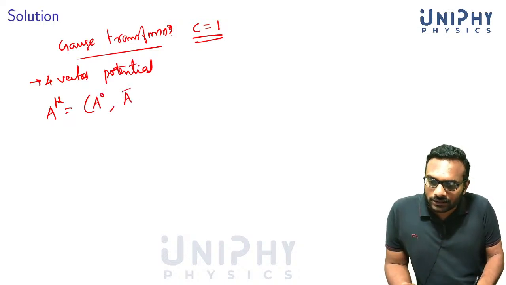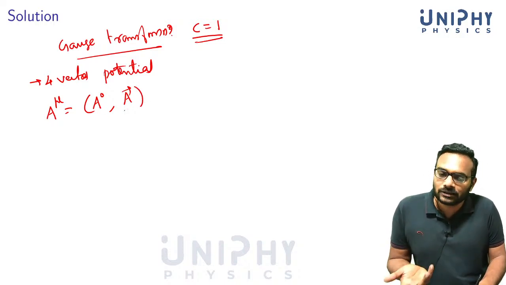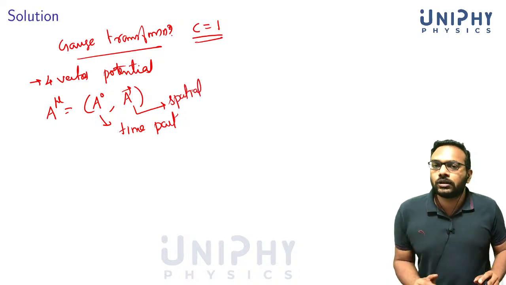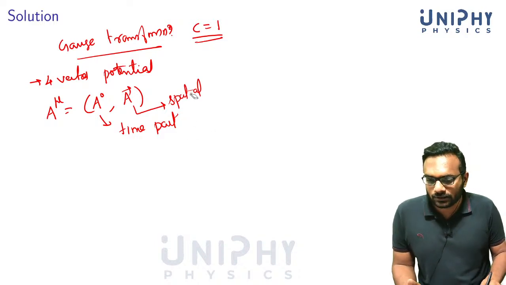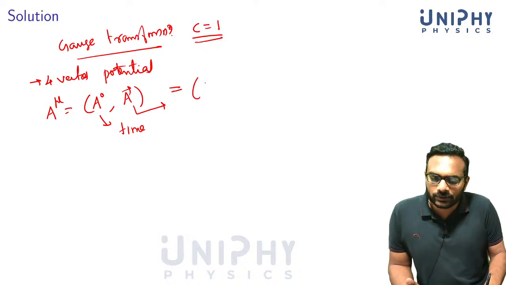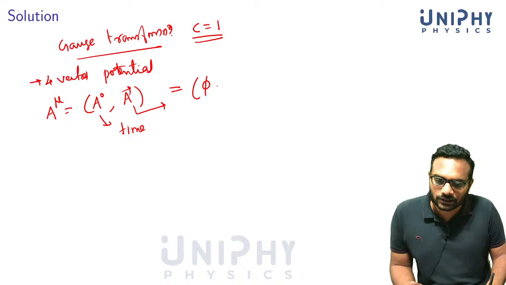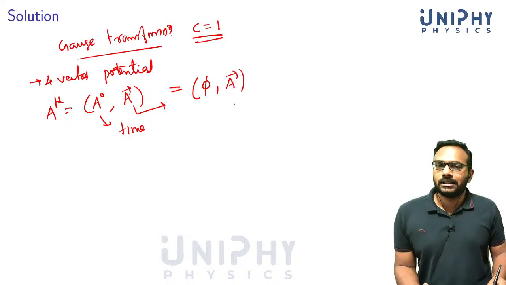A0 is known as the time component, and this is known as the space component. You can call this the time part or temporal part, and this the space part or spatial part. So the 4 vector potential has 4 components, the time part and the space part. If you take c equal to 1, this is very simple. The time component is just the usual scalar potential, and the other one is the vector potential.